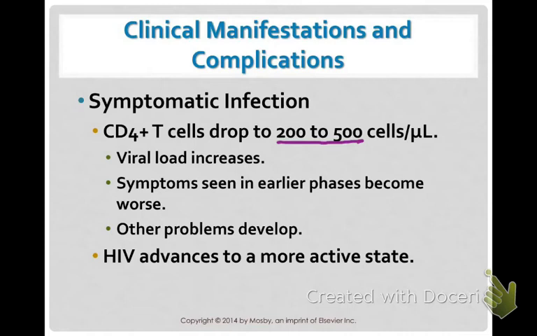And then you've got your symptomatic infection. That's when your CD4 cells drop to between 200 and 500. Your viral load increases, and the symptoms seen in the earlier phases become worse. You've got your night sweats, fatigue serious enough to interrupt normal routines, chronic diarrhea, recurring headaches, all those symptoms. They can even have nervous system manifestations. This is when HIV advances to a more active state.